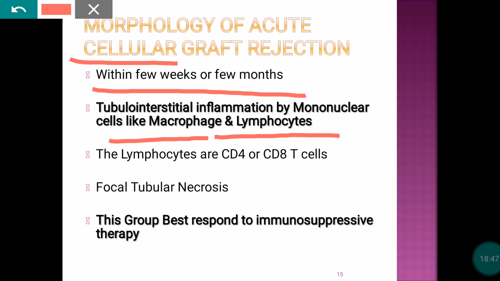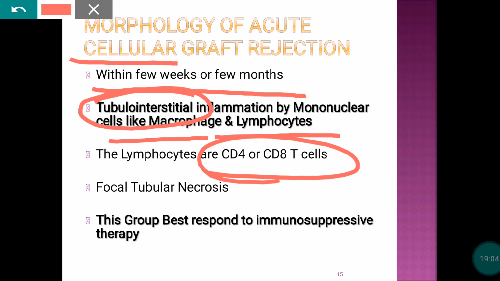Remember the mechanism of transplant rejection, cellular rejection. So there will be lymphocytes and macrophages and they will infiltrate in the tubulointerstitium. So there will be tubulointerstitial inflammation and the lymphocytes are either CD4 or CD8 lymphocytes. Here sometimes tubules can get damaged. This is the tubules of kidney, right? Sometimes it can get damaged.